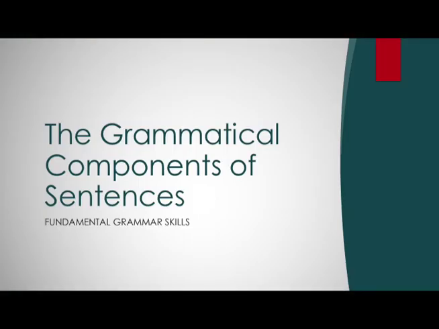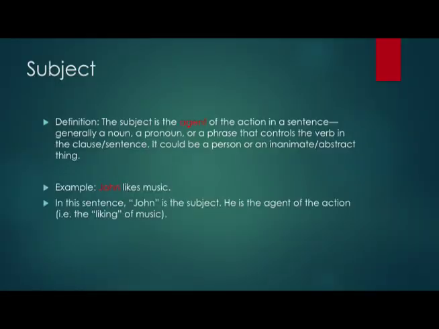So we're looking at specific parts of the sentences, what they're called and how they function within a sentence. Let's start with the subject of a sentence. The definition is that the subject is the agent of the action. Basically this can be a name, or we'll call it a noun, or a pronoun, or a phrase that controls the verb in the clause or the sentence. So this could be a person doing something, it could be an inanimate object doing something, but it is a person or a thing doing something in a sentence.